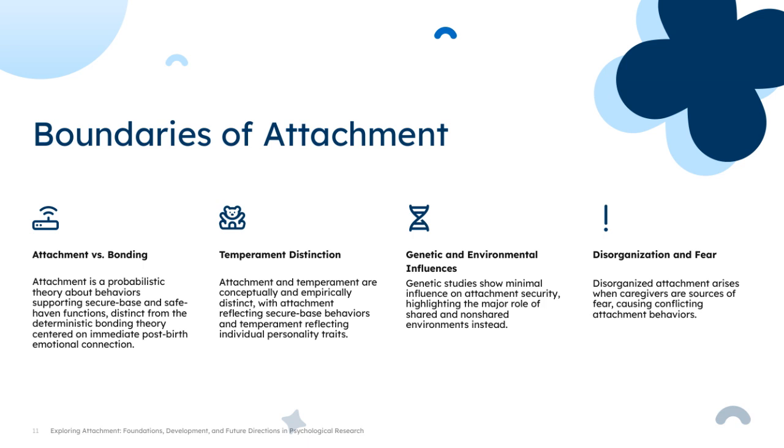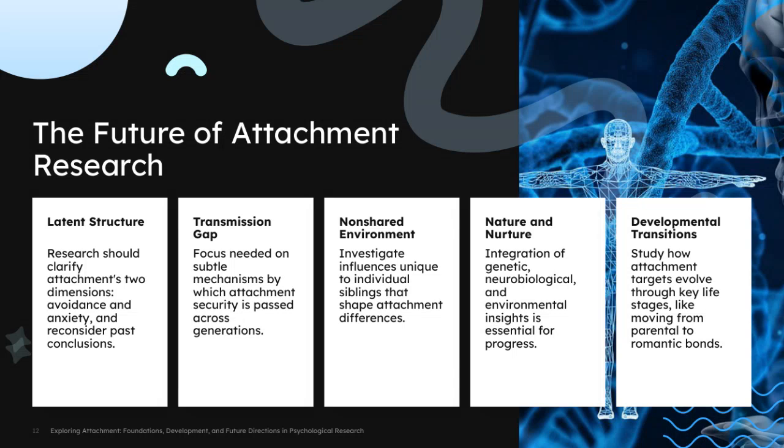Finally, disorganized attachment emerges when caregivers become a source of fear rather than safety. This creates conflicting behaviors in the child, as they struggle to reconcile seeking comfort from someone they also perceive as threatening. This breakdown in attachment strategies is a crucial concept to understand. Taken together, these points help set clear boundaries for what attachment theory explains, cautioning against overgeneralizing or confusing it with related but distinct concepts. As we look to the future of attachment research, several key directions stand out.